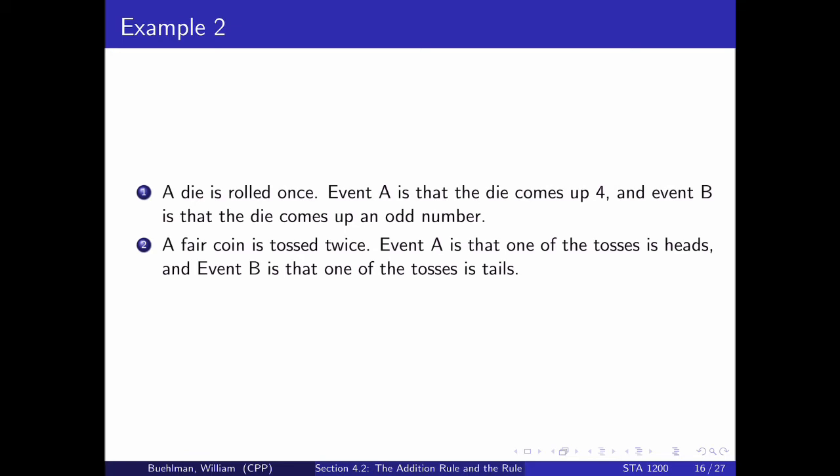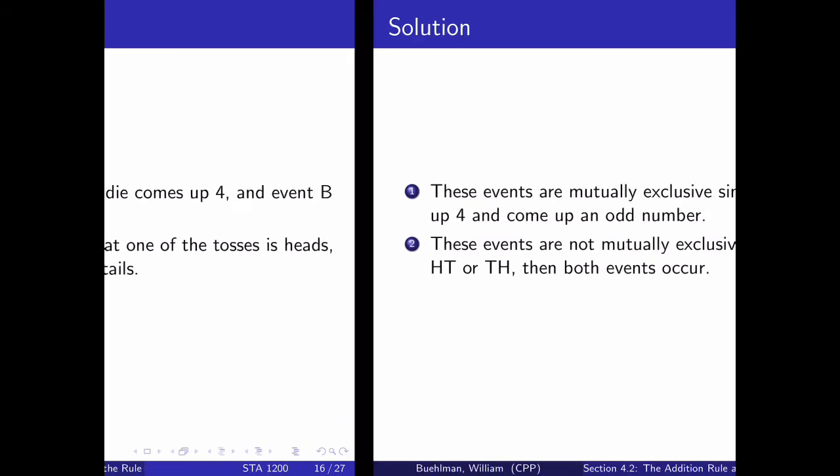And then the second thing is a fair coin is tossed twice. Event A is that one of the tosses is heads, and event B is that one of the tosses is tails. So now I want you to think about that. Is it possible for one of the tosses to be heads and one of the tosses to be tails? Go ahead, think about that for a second. And we're going to go to the solution in 3, 2, 1.